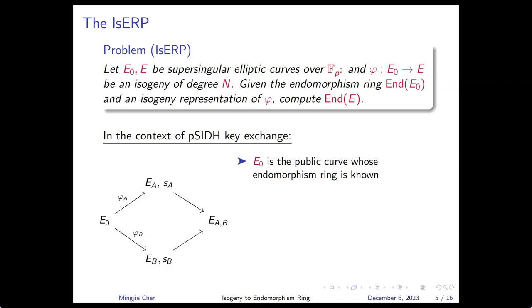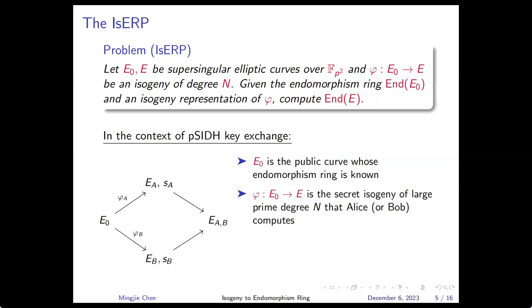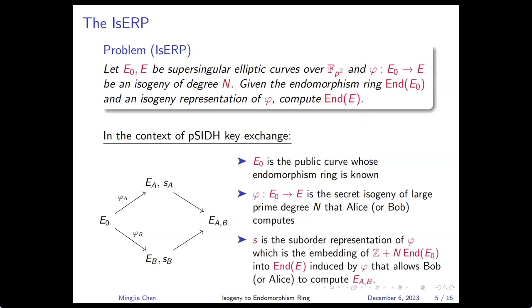So E0 is the public curve whose endomorphism ring is known, and phi from E0 to E is the secret isogeny of large prime degree n. Here phi is either phi A or phi B, and E is either EA or EB, that Alice or Bob computes.